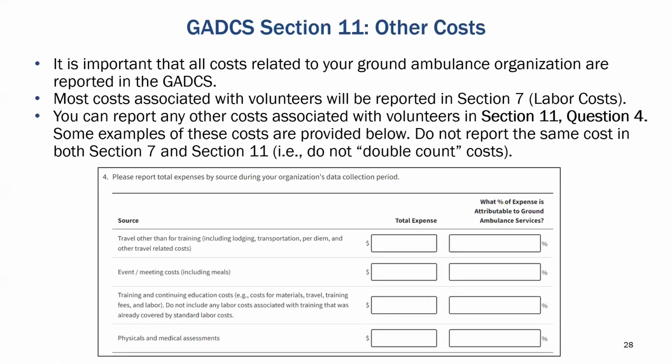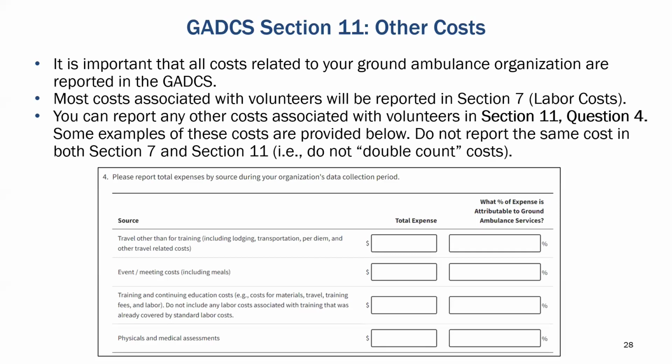Here we discuss section 11, other costs. In this section, you can report all other costs related to ground ambulance operations. A general rule is to make sure that you report all of your organization's costs and you don't report any costs in multiple places. Most costs associated with volunteers will be reported in section 7 on labor costs, but you may report a few other expenses in this section that are related to volunteers.